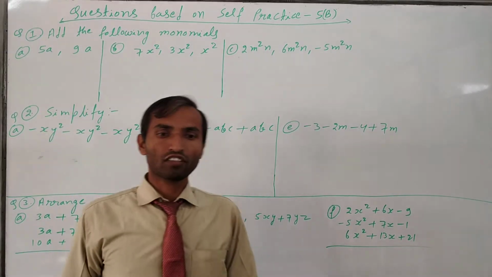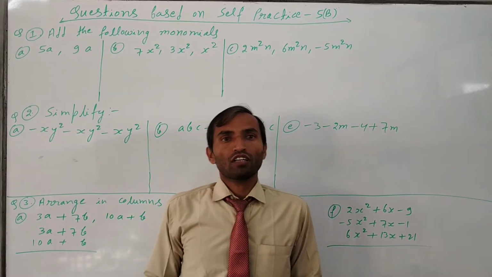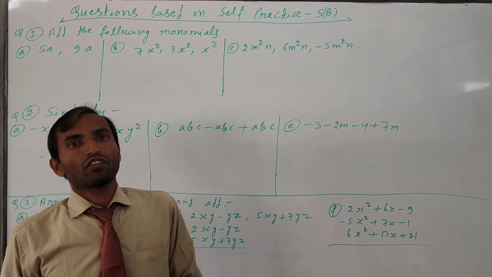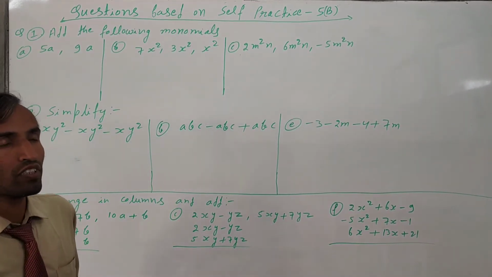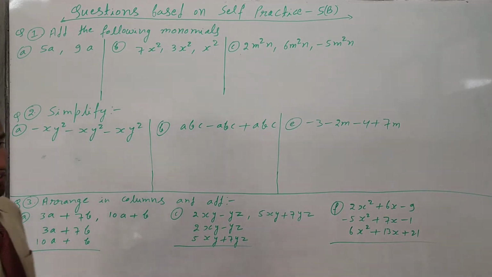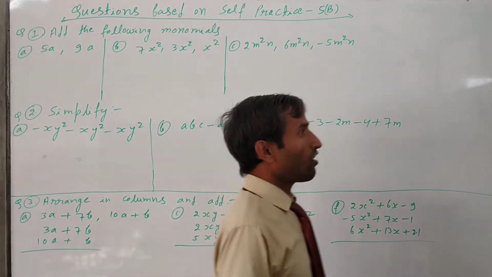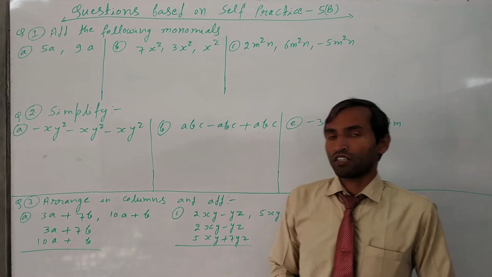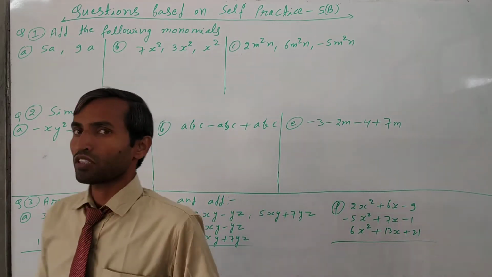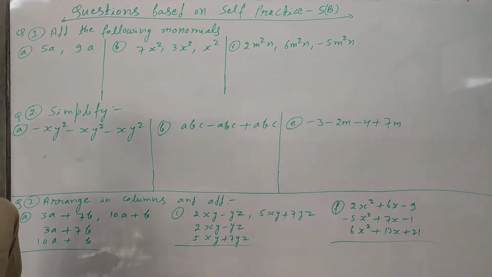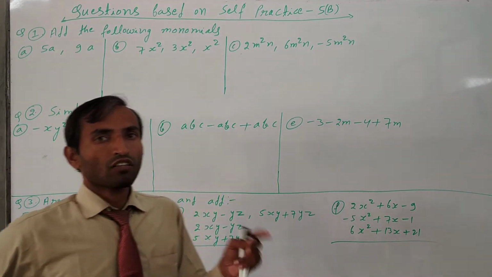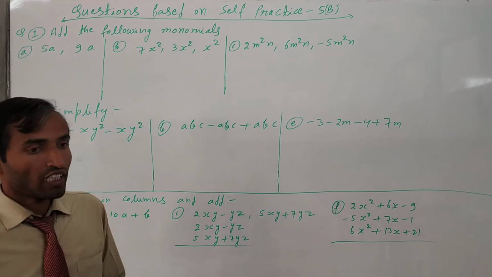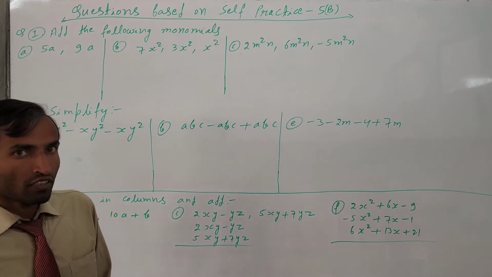Very good morning, students. In the previous class I explained the last exercise, self practice 5A, and some questions. So now we have to go for our next exercise, that is self practice 5B. In this exercise we have to add or subtract two algebraic expressions, or two polynomials, we can say.